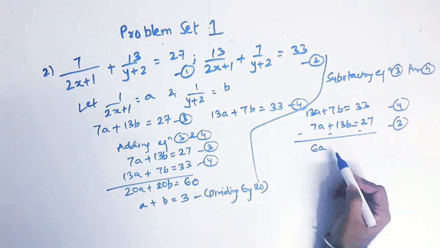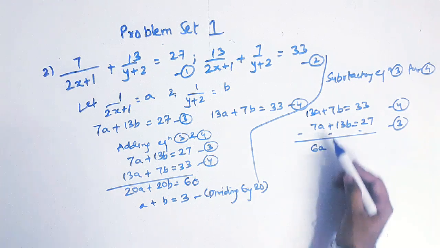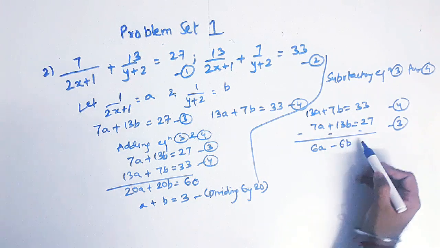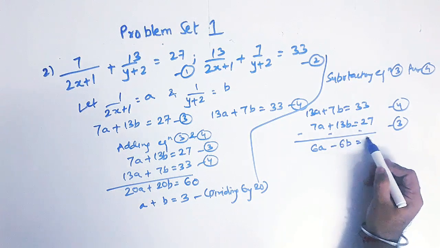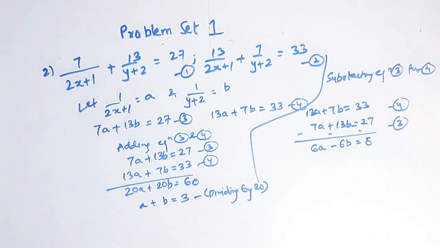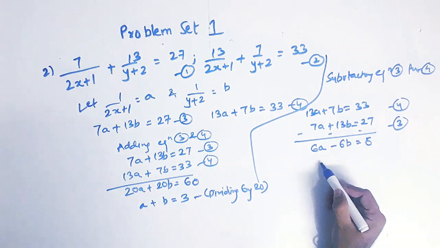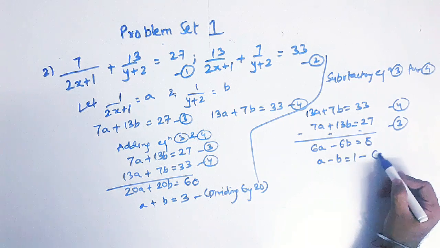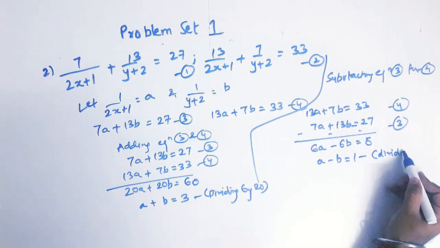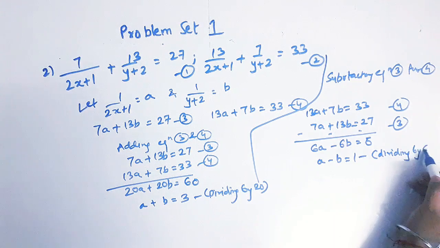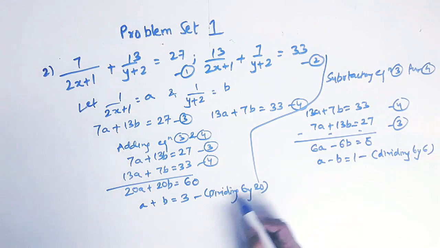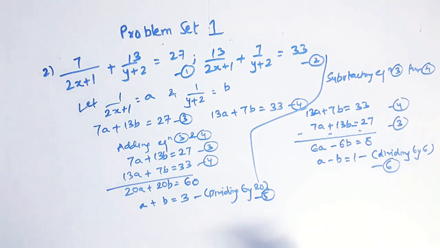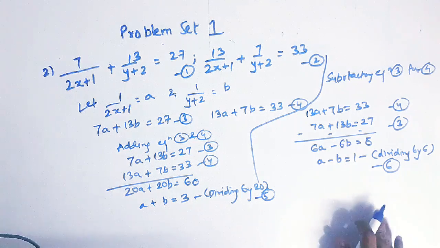It is 6a. And what is 7 minus 13? It is minus 6b. And what is 33 minus 27? It is plus 6. Okay, so very simple, we will divide it by 6. So a minus b equals to 1. Dividing by 6, we got a new equation. This I'll name it as 5 and this as 6th. Okay, so two new equations we have got.